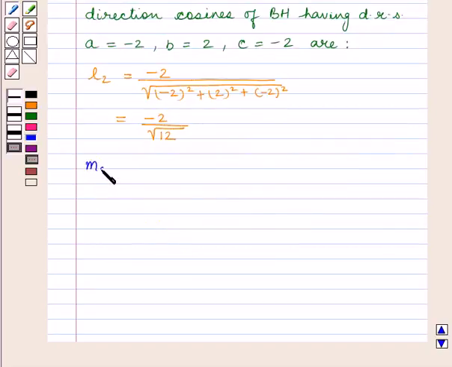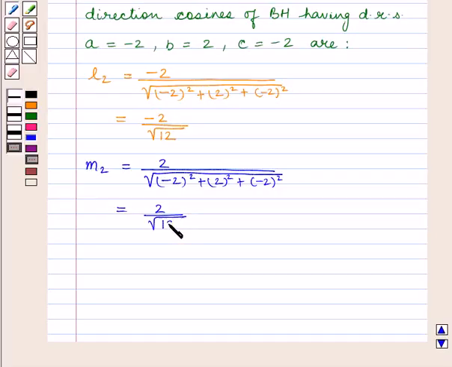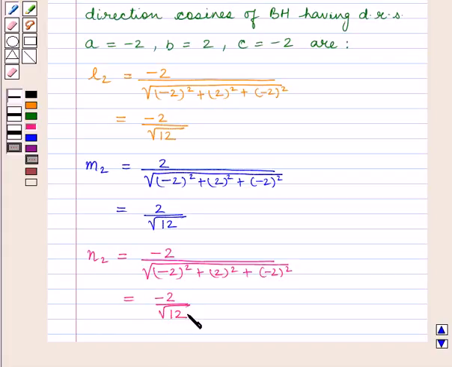m2 is given by b upon, that is 2 upon square root of a square plus b square plus c square, that is minus 2 square plus 2 square plus minus 2 the whole square, which is equal to 2 upon square root of 12. Similarly, n2 is equal to c upon square root of a square plus b square plus c square, that is minus 2 upon square root of minus 2 square plus 2 square plus minus 2 the whole square, which is equal to minus 2 upon square root of 12.